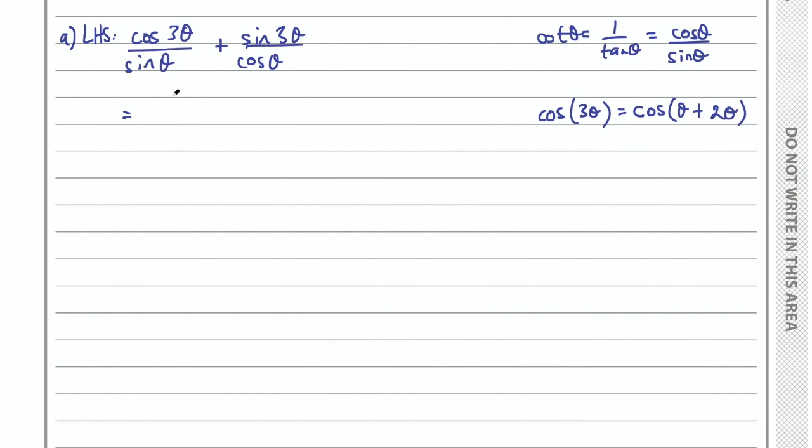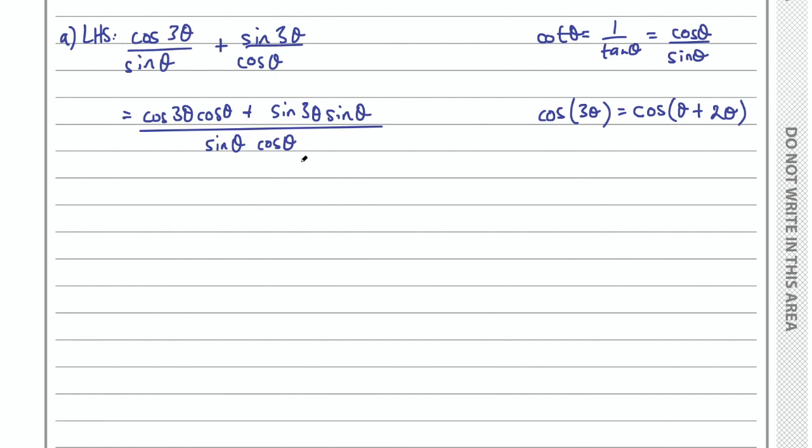So firstly, I'm going to combine these fractions, and to do that we want a common denominator. So multiply this one by cosine theta, multiply this fraction by sine theta, and we will have cosine of 3 theta times cosine theta plus sine of 3 theta times sine theta. This is now all over sine theta cosine theta.